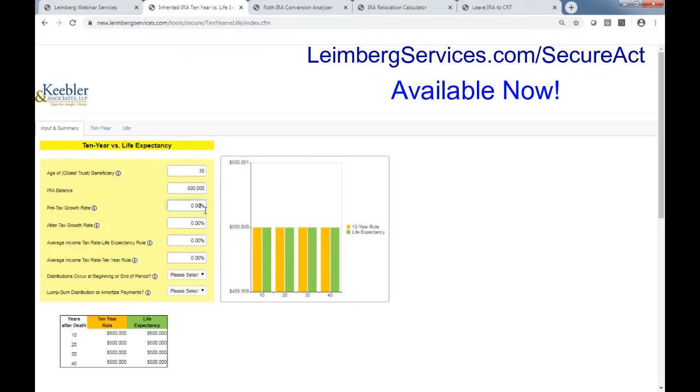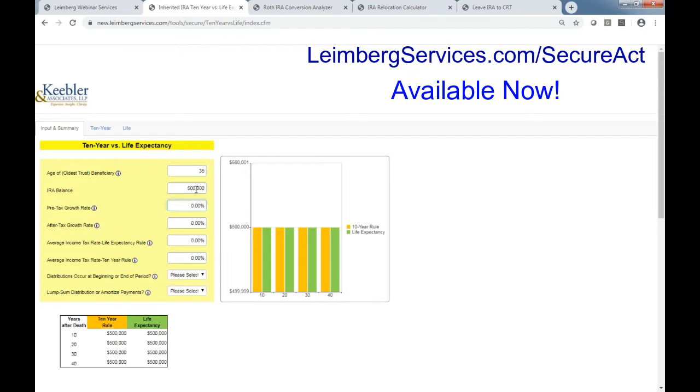Now, what we're going to start with is just a very straightforward calculator, life expectancy versus a 10-year rule. It may be appropriate to think about you have a client, you're doing estate planning for them, and they say to you, do we do a special trust for our child that's disabled and try to qualify as an eligible beneficiary? Does it pay to do that, to use the life expectancy rules versus just the normal 10-year rule? Let's explore how you would figure that out.